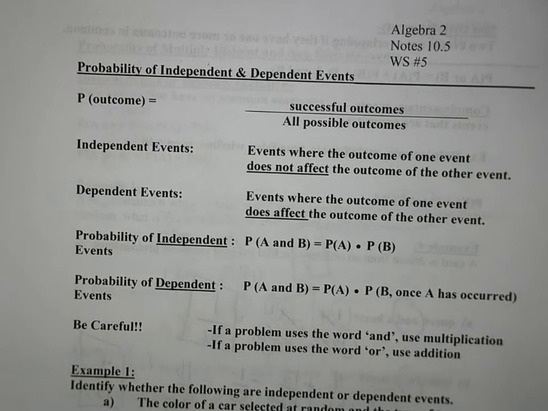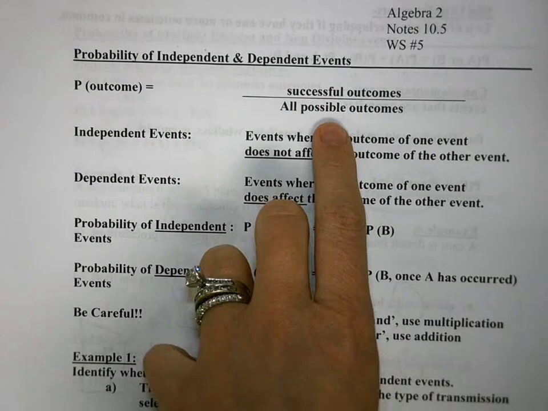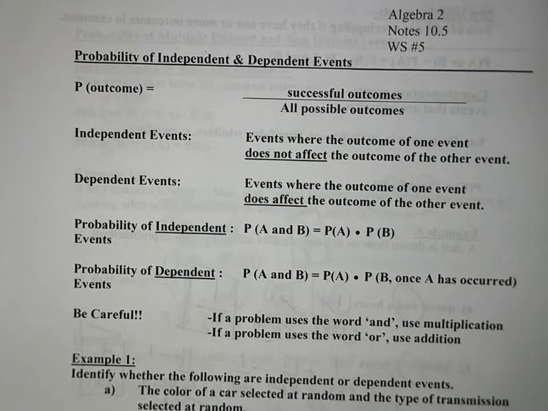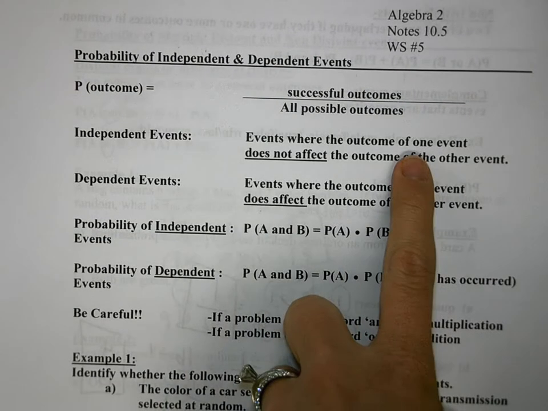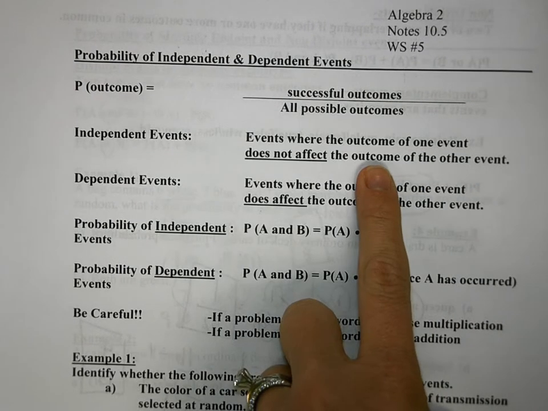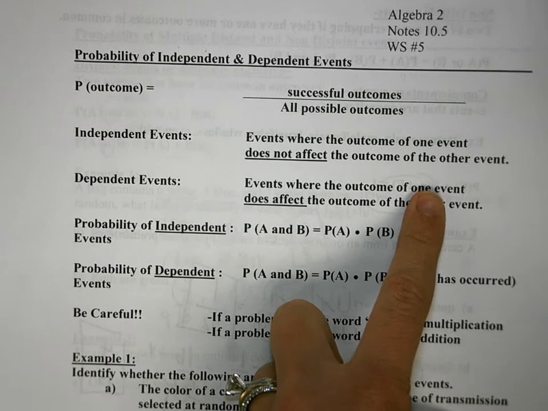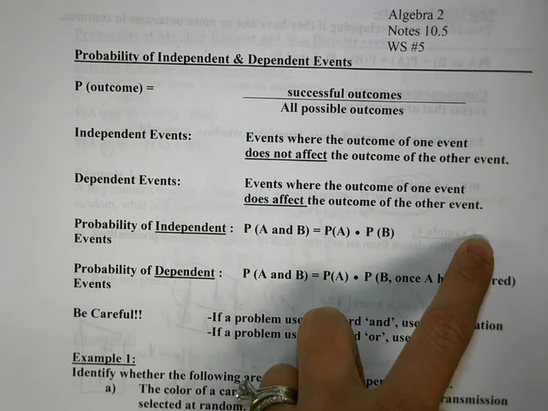Today we're talking about probability of independent and dependent events. Similar to yesterday, when you're taking the probability of something, you're taking the successful outcomes over all possible outcomes. So we need to understand the difference between independent and dependent. Independent events are where the outcome of one event does not affect the outcome of the other event. Dependent events are where once one thing happens, it'll change the outcome of the other event.